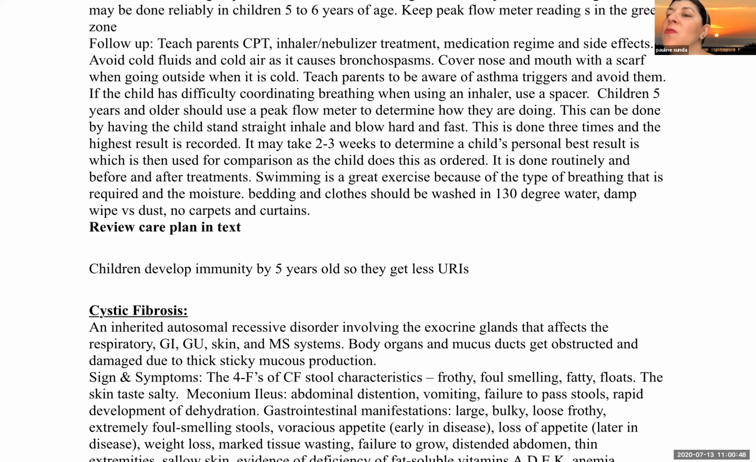Please remember that swimming is a great exercise because of the type of breathing that is required and the moisture. Bedding and clothes should be washed in 130-degree water. We want to kill any mites that might be causing issues with the asthma. Also, damp wipe versus dust. And we really want to think about maybe removing carpets and curtains because of the dust, because this can also trigger asthma. Please be sure to review the care plan in your text.